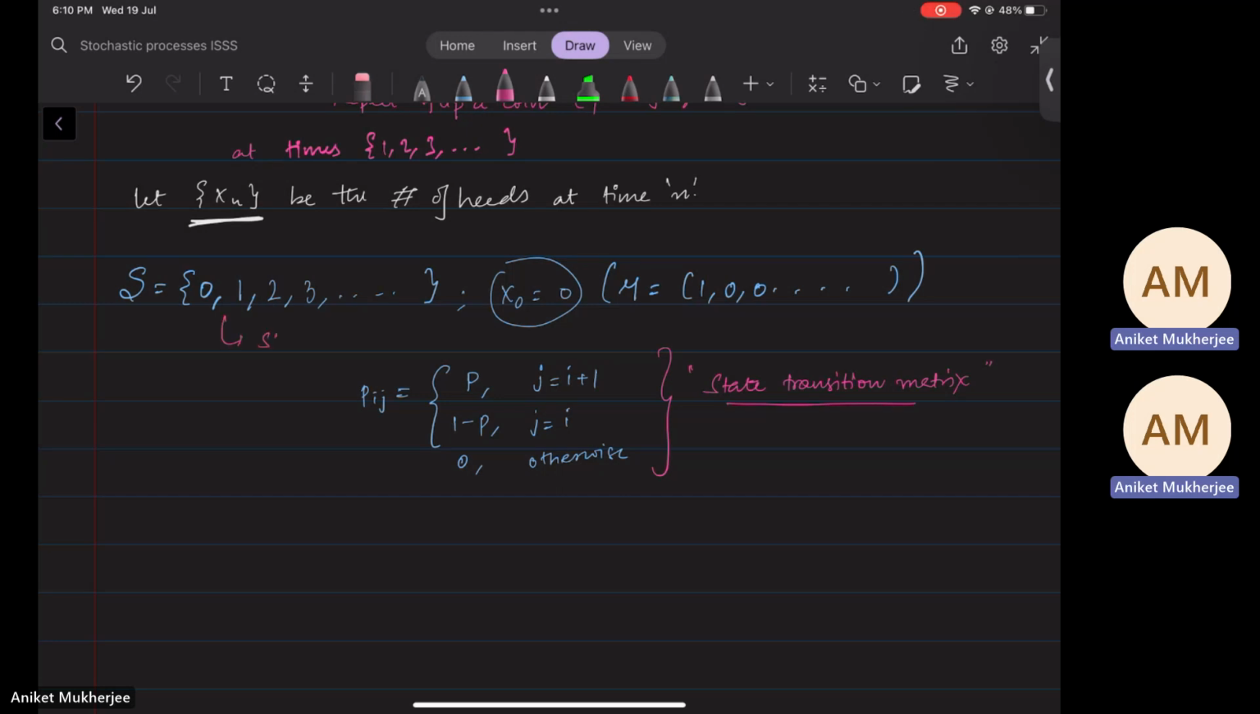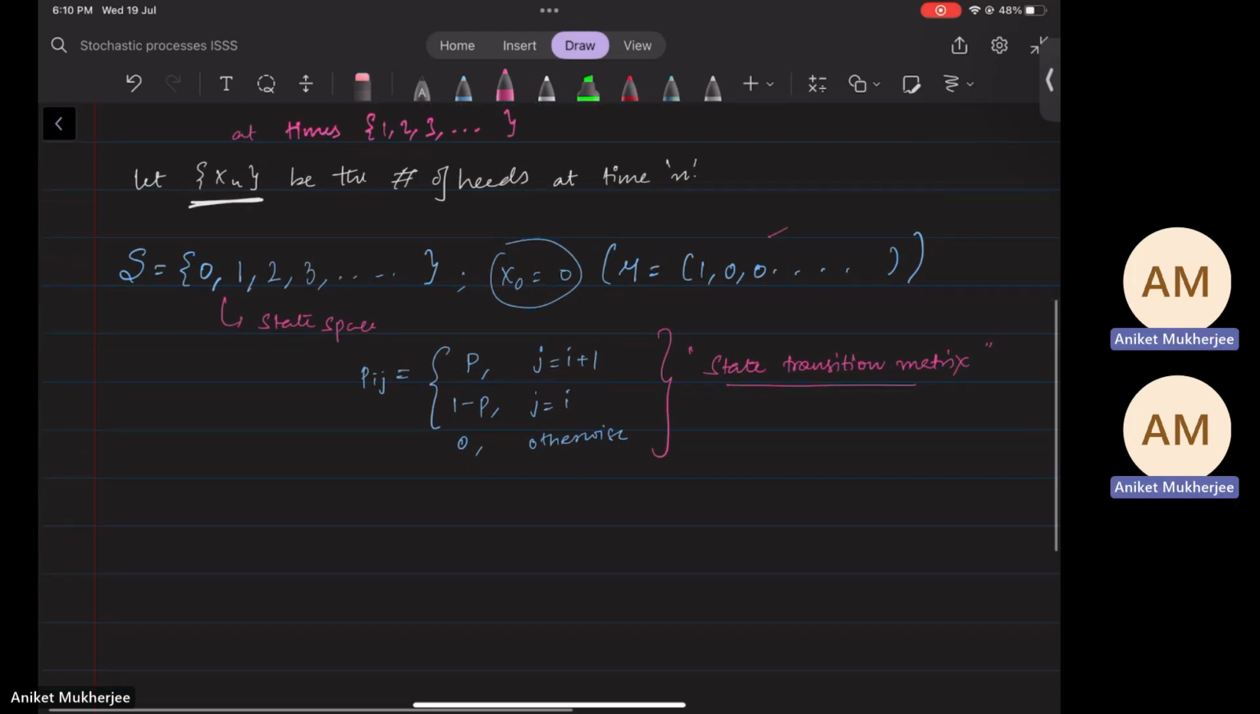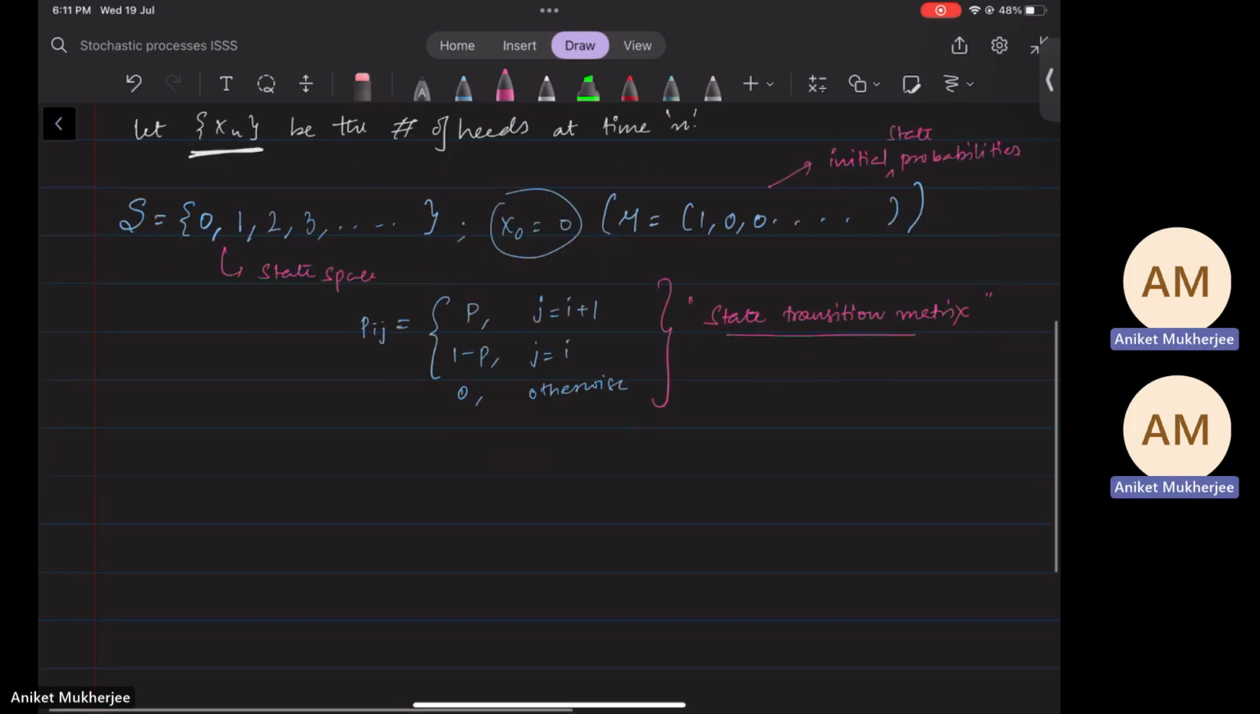This is the state space, and this is the initial probability, initial state properties. So next we'll start drawing the state transition diagram for this. So yeah, state transition diagram.